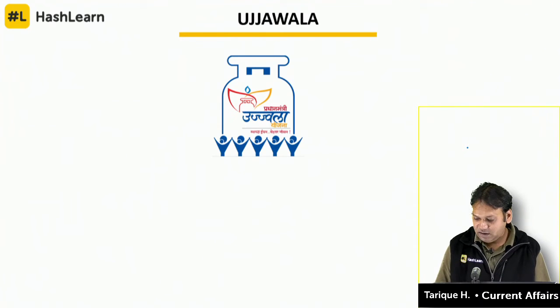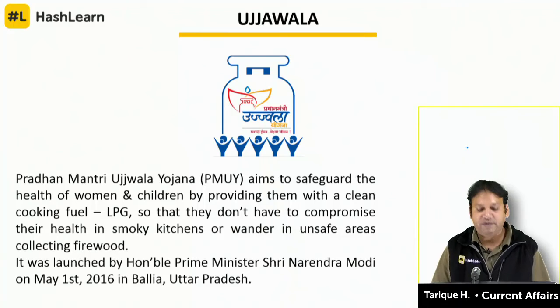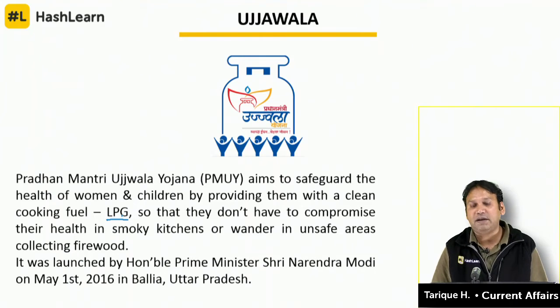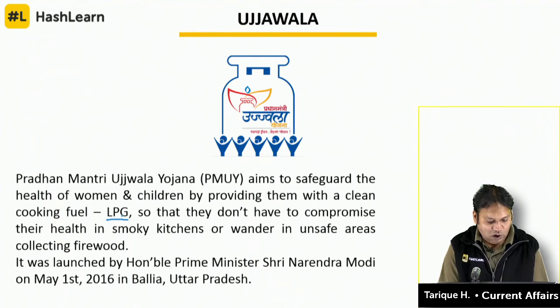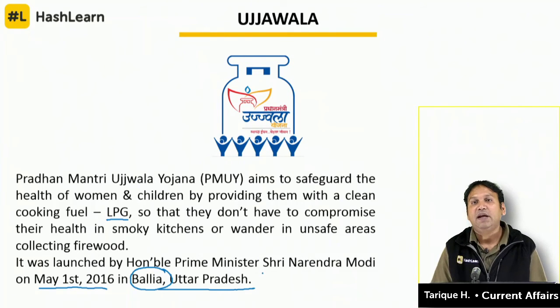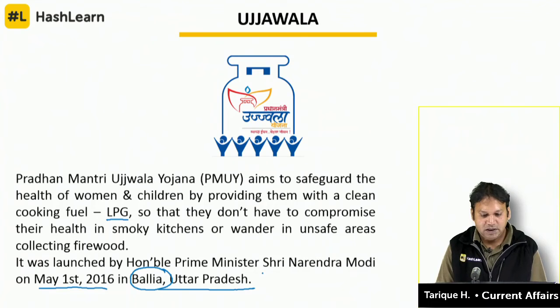So to make sure that they are free from all these problems, the Prime Minister launched the Pradhan Mantri Ujjwala Scheme, to safeguard the health of women and children by providing them with clean cooking fuel, LPG, so that they don't have to compromise their health in smoky kitchens and wander in unsafe areas collecting firewood. It was launched by Honorable Prime Minister Shri Narendra Modi on May 1st, 2016 in Ballia, UP. That can come as a question: in which place was the Ujjwala Scheme launched? In Ballia, Uttar Pradesh, on May 1st, 2016, and it deals with free LPG connections to people.